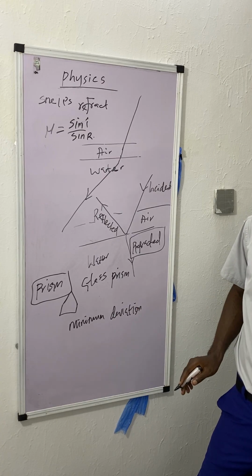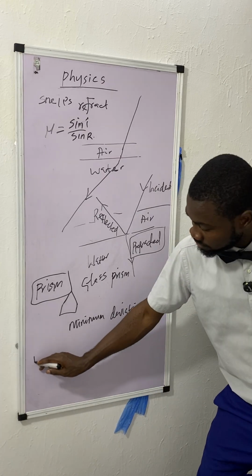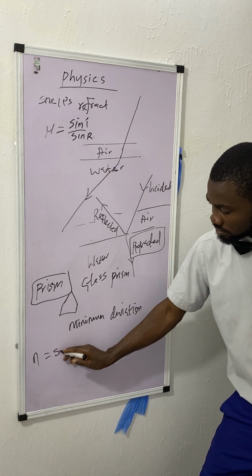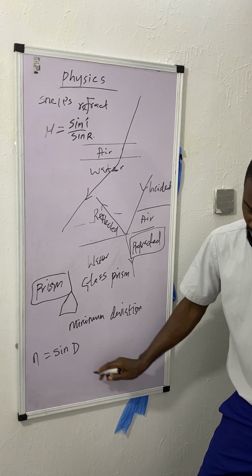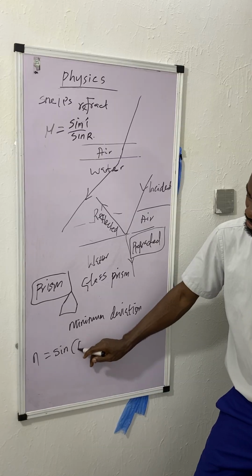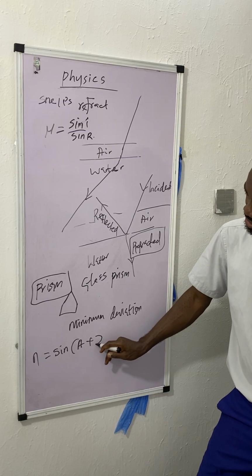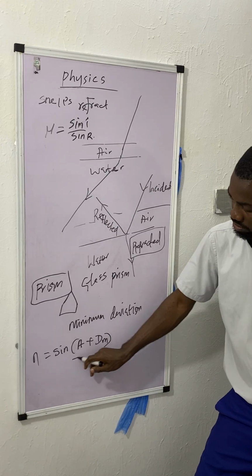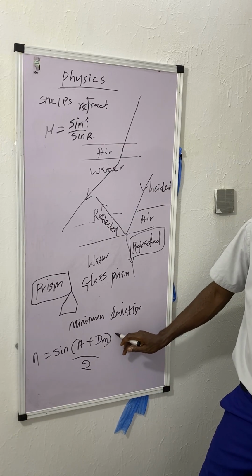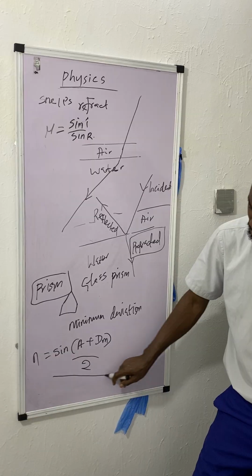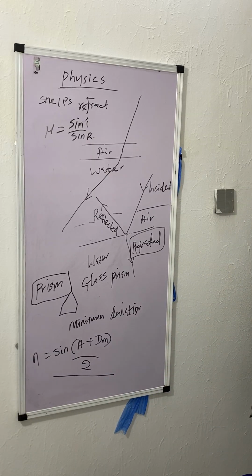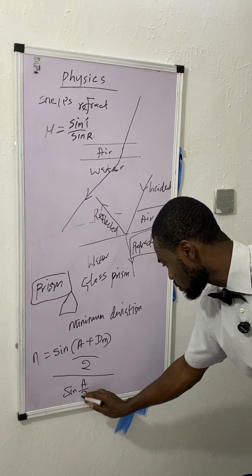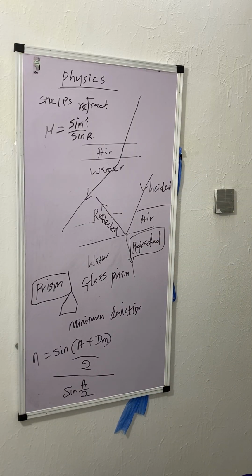There's a formula for minimum deviation where our n is equal to sine of the bracket, A plus D. This D is the minimum deviation, over 2. Then we come here to put over sine A over 2. So this is the formula for minimum deviation.